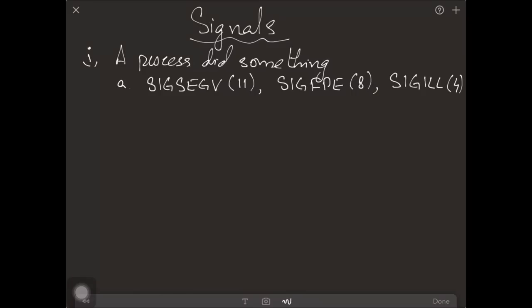Similarly, if a process tries to write on a pipe whose other end is closed by the reader, it gets a signal which is SIGPIPE, whose number is 13, and so on. So signals are given to processes when they perform something which they are not supposed to do. So the operating system gives them the signals and normally terminates them.